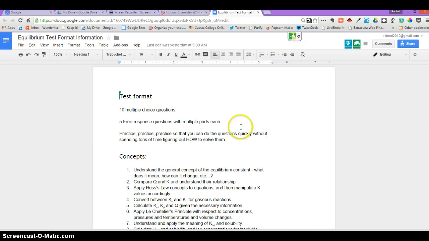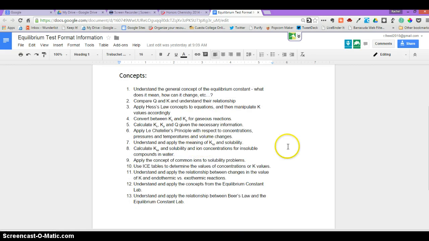I have it here. The test format: there are 10 multiple choice questions, and then there are 5 free response questions, but they have lots of multiple parts. For example, 5 A, B, C, C1, C2, C3. Okay, practice, practice. That's how you can get to be able to do these quickly. It will take the whole block period, so make sure you know what you're doing before you come to take the test.